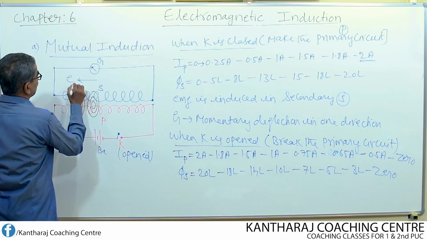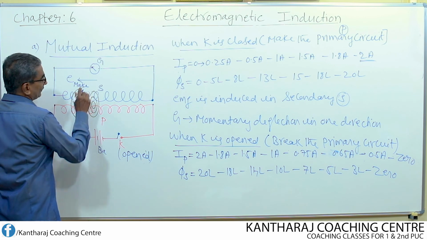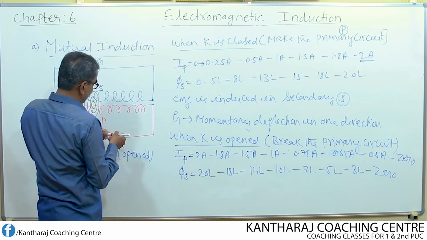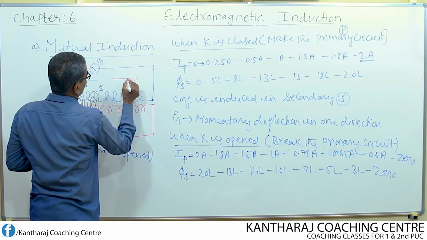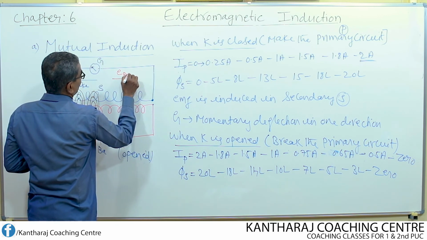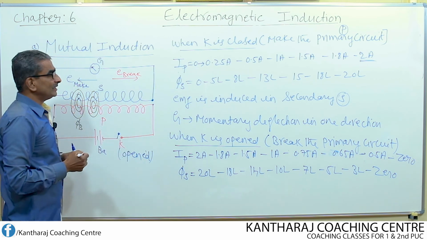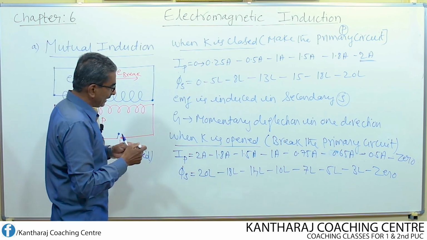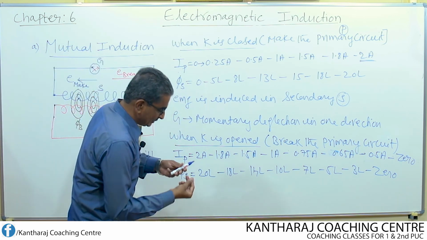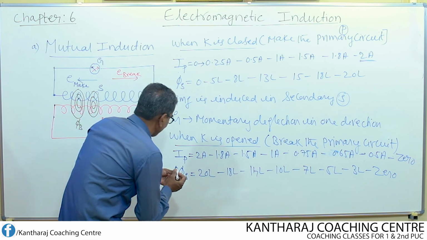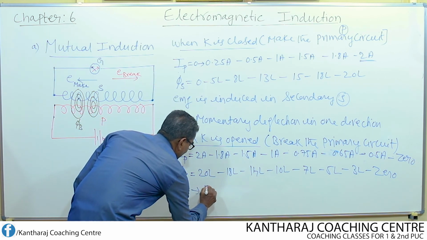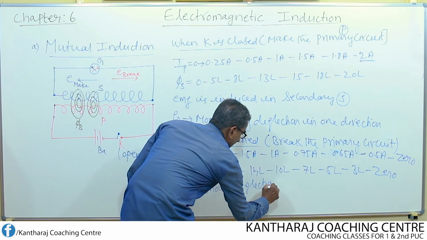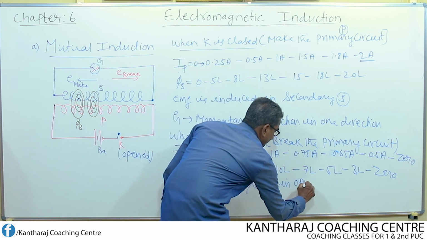Suppose this is the direction of induced EMF during make. Now, what will be the direction of induced EMF during break? The direction of induced EMF during break will be like this. So, E break. As a result of this, the galvanometer shows momentary deflection once again, in the opposite direction.